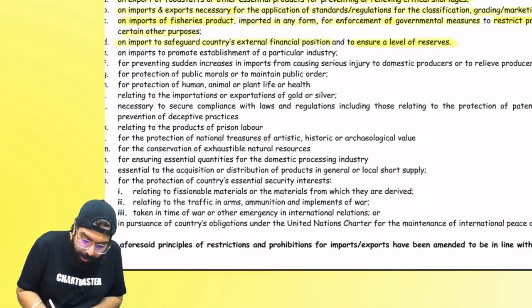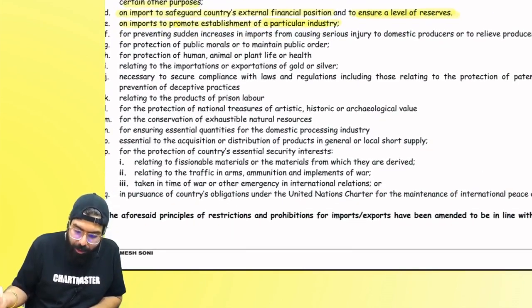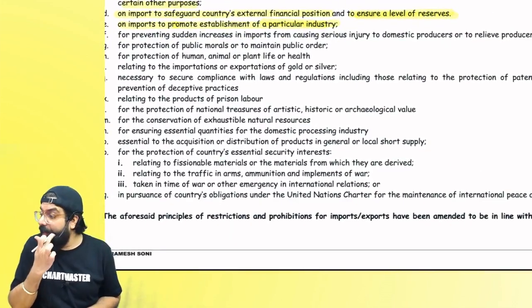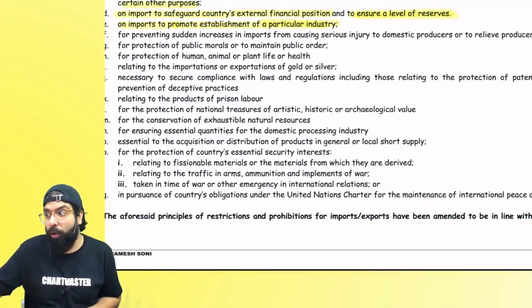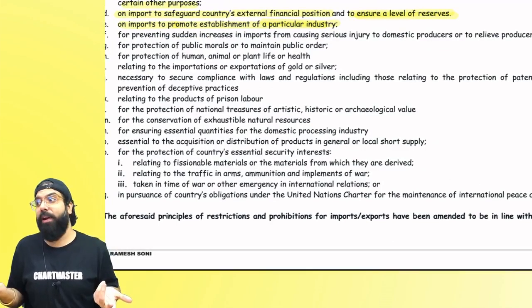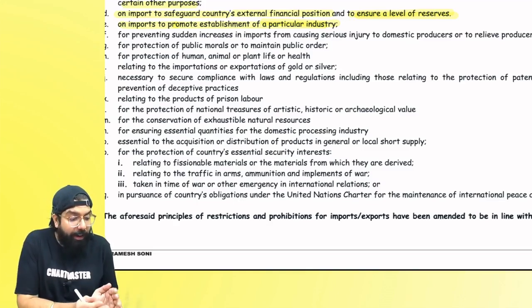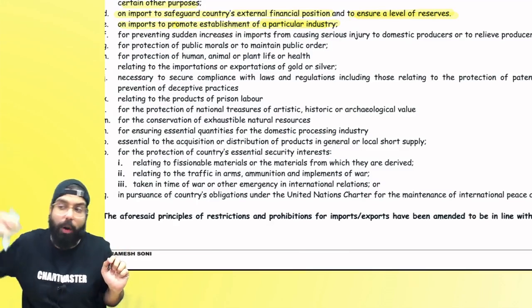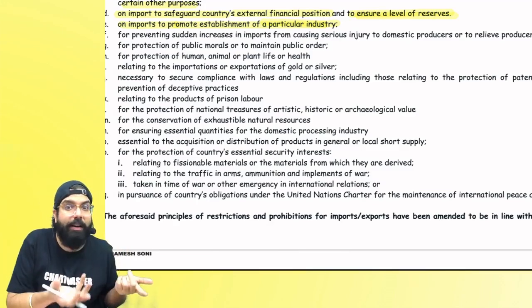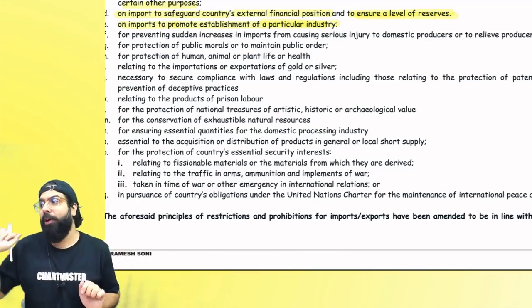Then, on import, to promote the establishment of a particular industry, they can say in India we want this industry to flourish. If we do not impose restriction on import of this item, this industry can never flourish because this industry is now growing in India. If goods come from outside India, those people are already more competitive. So this industry can't flourish, so we can impose restriction.